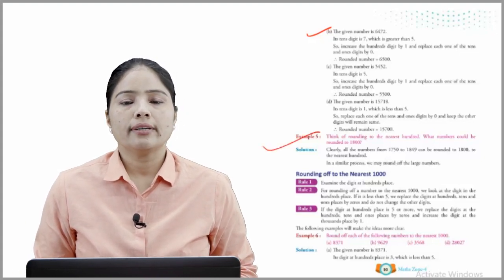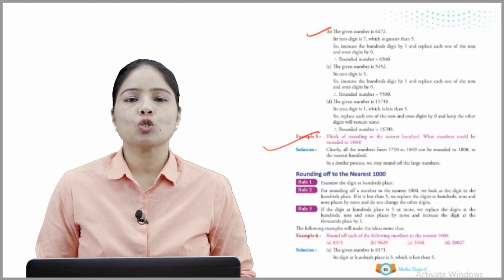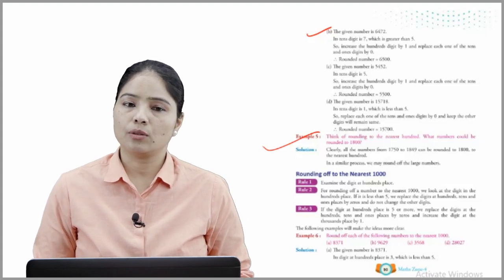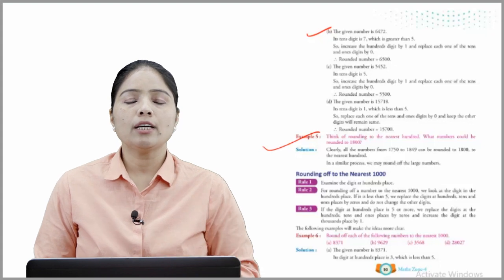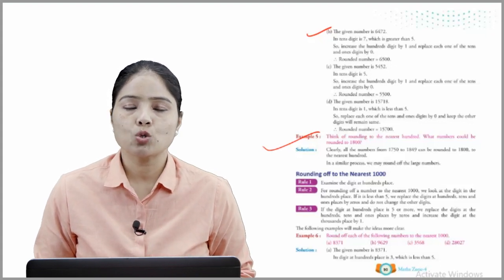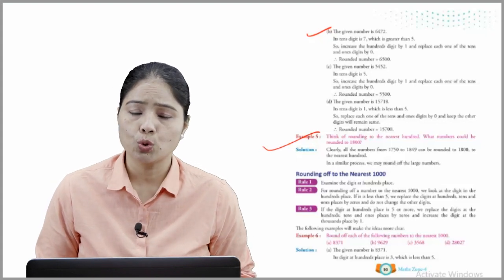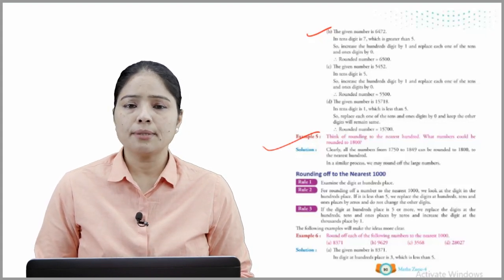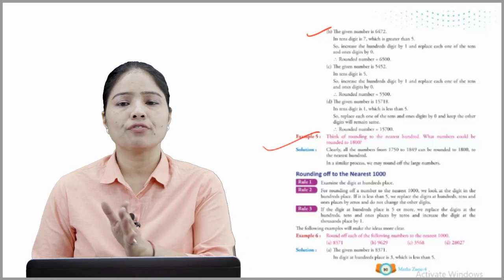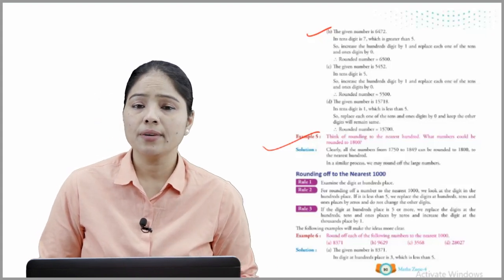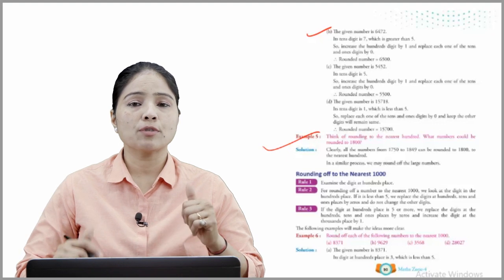Think of rounding to the nearest 100. What numbers could be rounded to 1800? Solution: clearly all the numbers from 1750 to 1849 can be rounded to 1800 to the nearest 100. In a similar process, we may round off large numbers. Okay, I hope you understood the concept of that one.